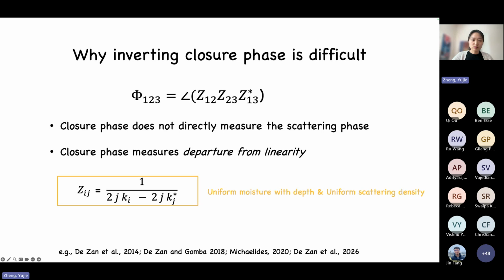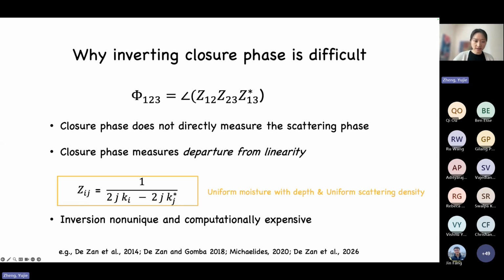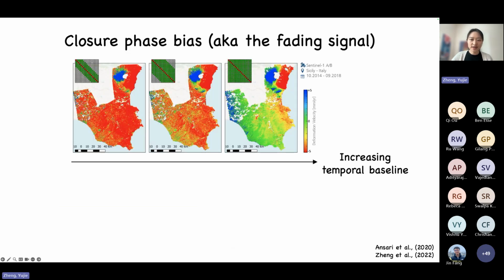Even if we assume uniform moisture with depth and uniform scattering density, so that we have a relatively simple-looking description of the scattering phase as shown by the equation here, what closure phase measures is the argument of the triple product of these nonlinear functions of wavenumbers, which we then hope to translate to soil moisture. So this is a very difficult inversion problem to solve. It's similar to the other InSAR observables we talked about before, and it's also very computationally expensive. A lot of work has been done on that front, mostly trying to work out clever ways to make the inversion easier and faster. But my motivation is: what if we can find an observable that is simpler to work with? And that is where closure phase bias comes in.